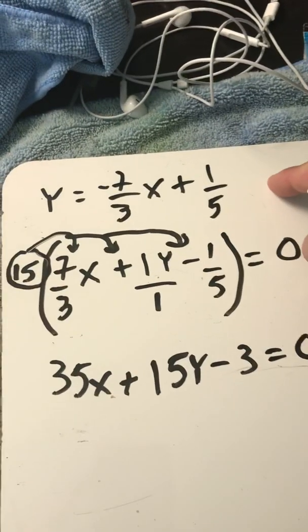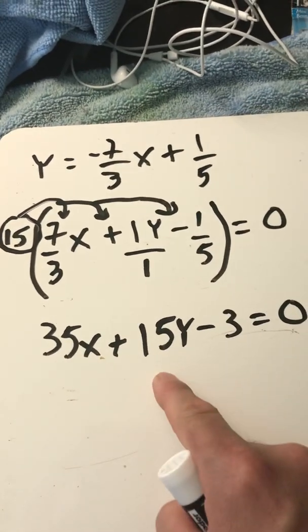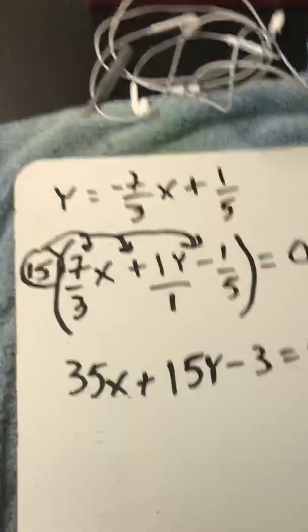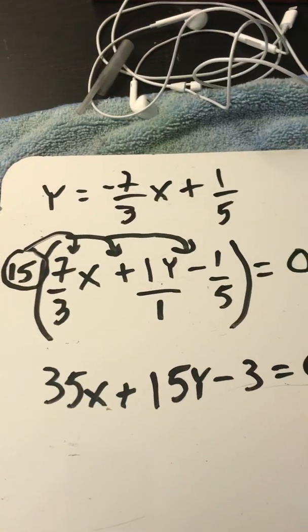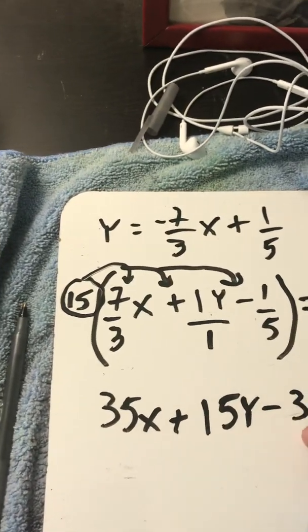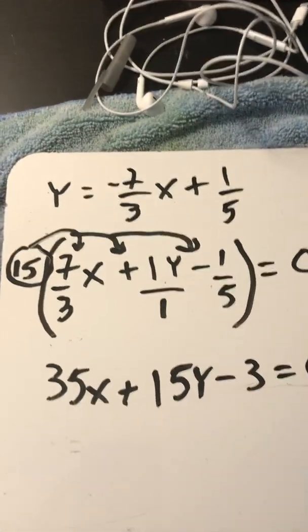Y equals negative 7/3 x plus 1/5 in the general form is 35x plus 15y minus 3 equals 0. So there's the general form. That's the way to solve for the general form. Get everything on one side and then make it equal 0 and then turn all the numbers in front, or all the numbers on the left-hand side, into integers using the Trayvon Diggs method. So that's the general form. That's not too difficult, I hope.